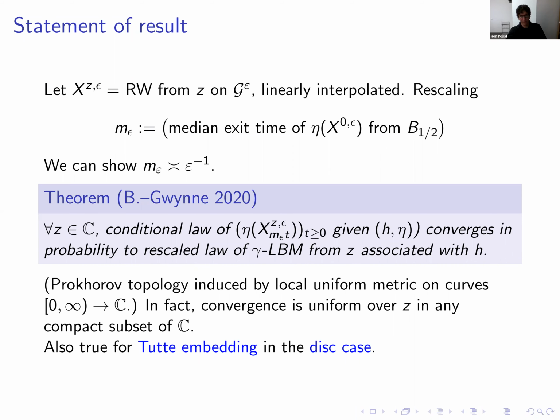Okay, I understand. I had another question. You mentioned at some point that if you take simple random walk on the UIPT, then you expect that to also converge to the gamma Liouville Brownian motion. Is that correct? Yes.